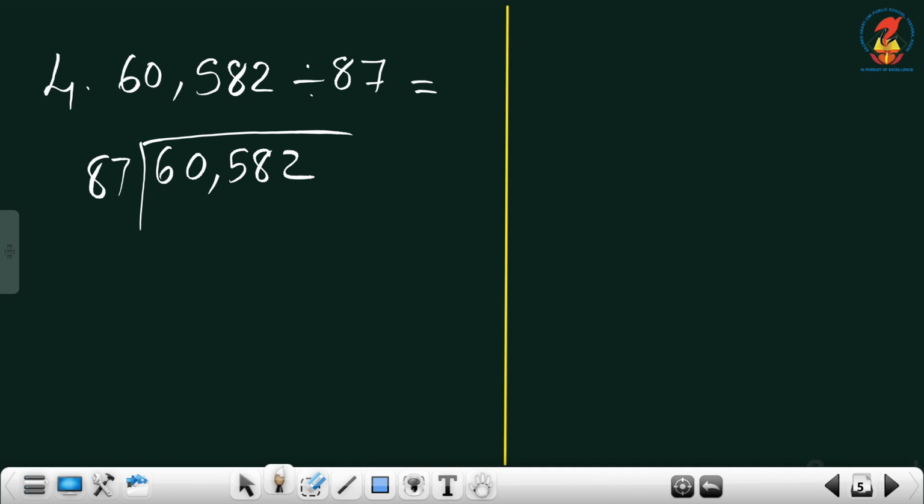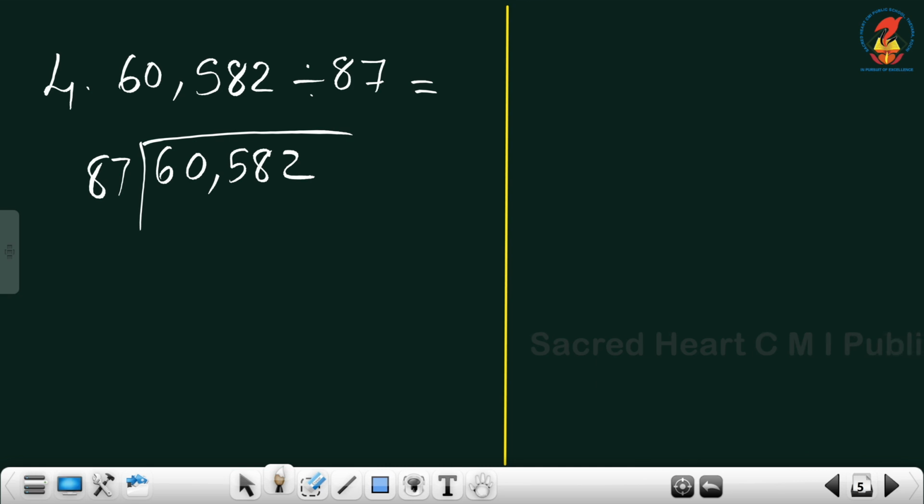Here 87 is the divisor and the first digit, 6, is less than this. So I need to consider the first two digits together, that is 60. And again that is also less than this, so I need to take 605, the first three digits together only. Is it clear? First digit is less than this, so I consider first two digits together. That is also less than this, so I consider first three digits together. Which number is that? 605.